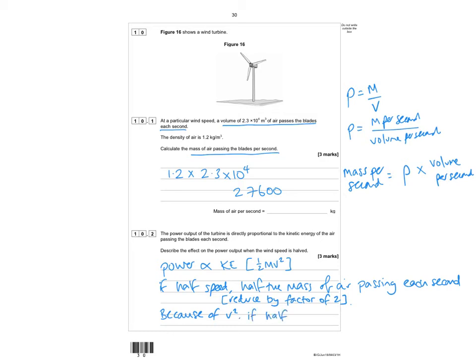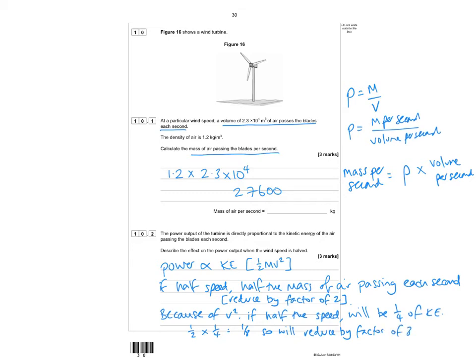So if you halve the velocity or the speed, you're going to be left with just a quarter, because 1/2 squared gives you a quarter. So therefore, because the mass goes down by a half and the velocity term goes down by a quarter, that leaves a factor of 8. So the kinetic energy decreases by a factor of 8.